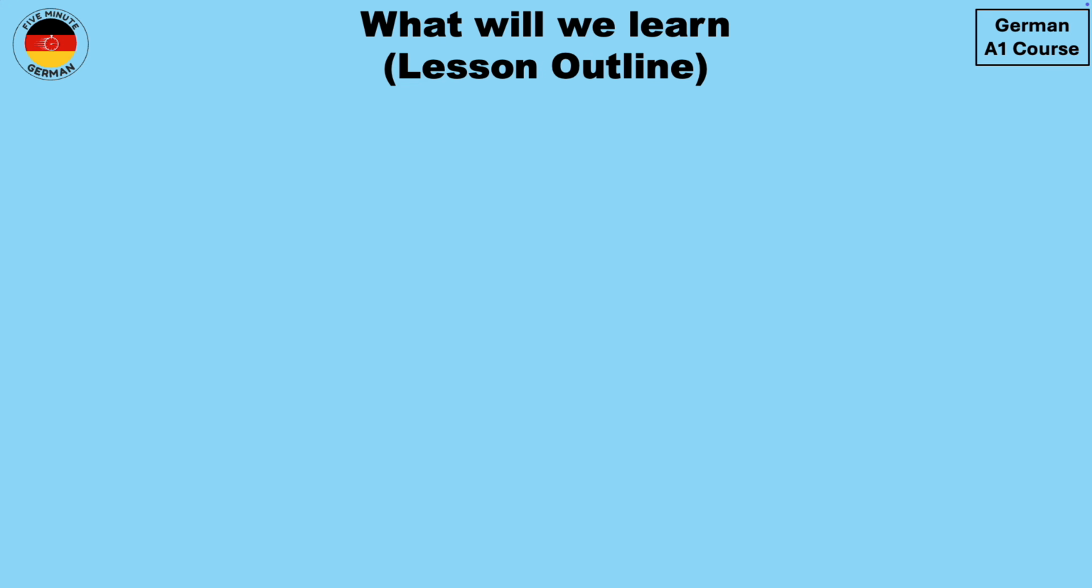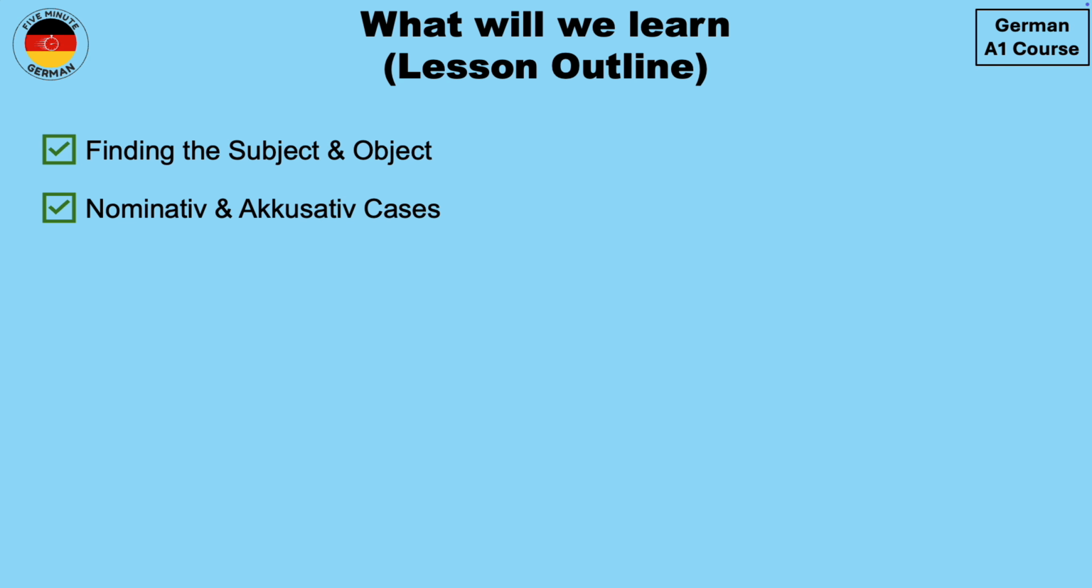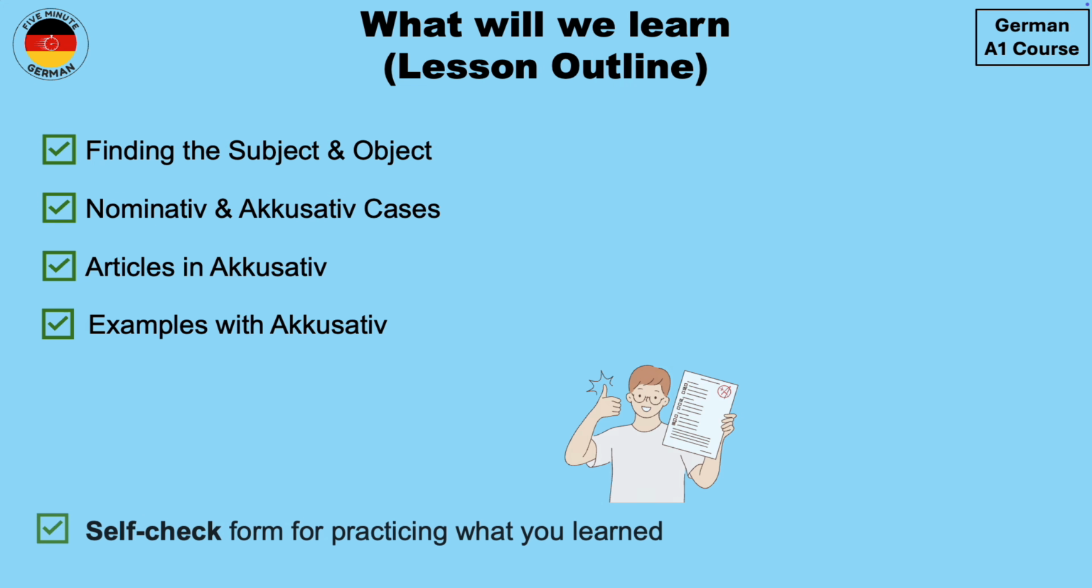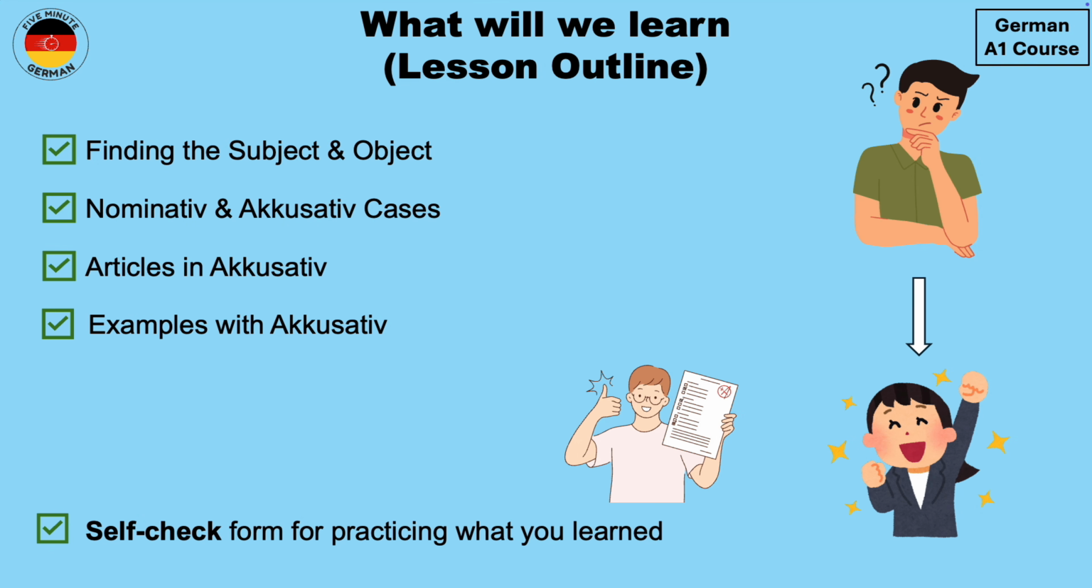So first of all, we will take a look at how to find the subject and object in a sentence, and I will also tell you why this is important. Then we will take a look at the nominative and accusative cases in German. After that, I will tell you about the articles in accusative case, and then we will see some examples with the accusative case. And at the end, I will give you a self-check form for practicing what you learn in this lesson. I know that these different cases cause a lot of confusion among people who are learning German, but I can assure you that if you watch this video till the end, you will have no problem with the accusative case in the future.